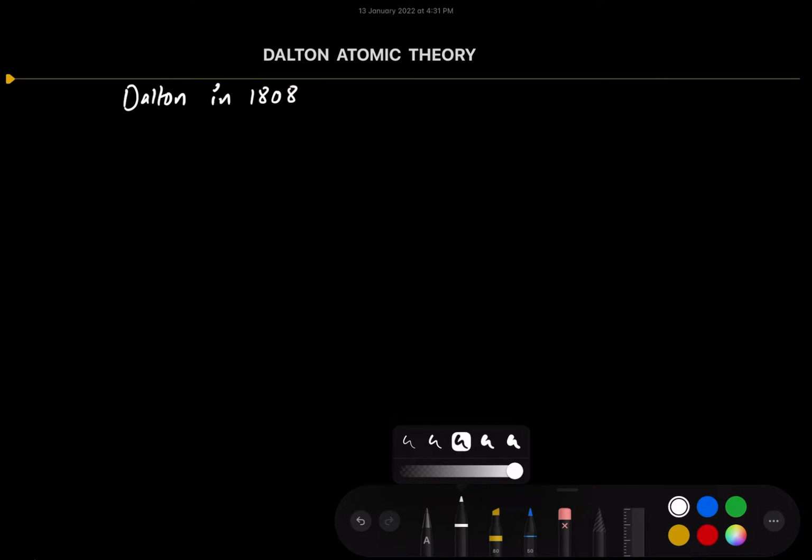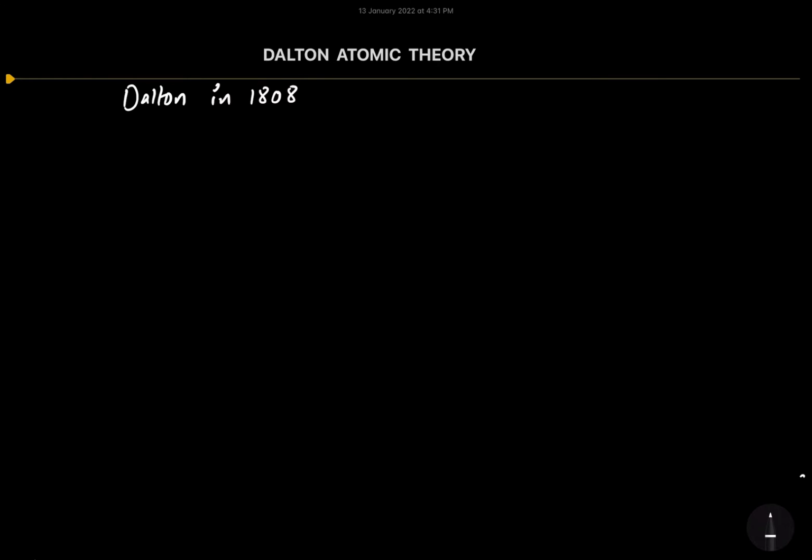So, today's topic of the lecture is Dalton's atomic theory. First of all, Dalton's atomic theory was given by the scientist named Dalton in 1808. So, what were the postulates of this theory? I'm writing it in a very sequential manner.